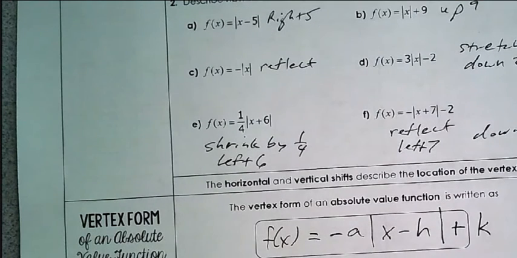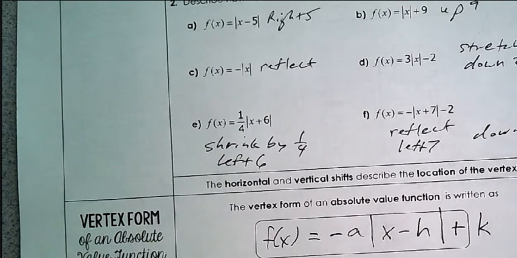Now, the negative tells us to do a what? Reflect. The a value tells us to do what? Stretch or shrink. The h tells us what? Left or right. And the k tells us what? Good. Now, the great thing about vertex form is it gives you the vertex. Imagine that. Vertex form gives you the vertex.